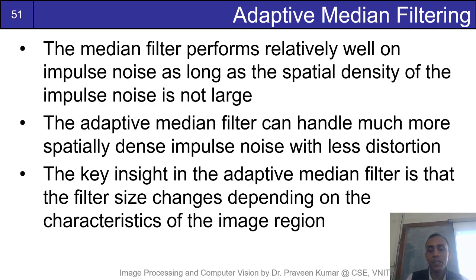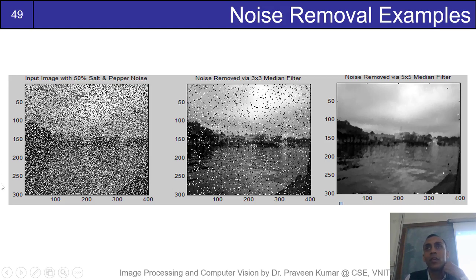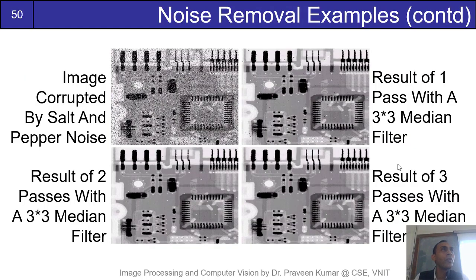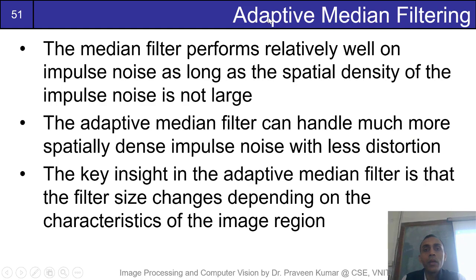Sometimes, as we saw in some examples in the previous slide, when the spatial density of the noise is large, either we have to go for a very large size median filter, but that also causes a lot of distortion, or we have to iterate many passes of a small size median filter. So it would be ideal if we can adapt the size of the median filter depending on the noise characteristics in different regions of the image. The adaptive median filtering algorithm that we are going to discuss will do exactly that.